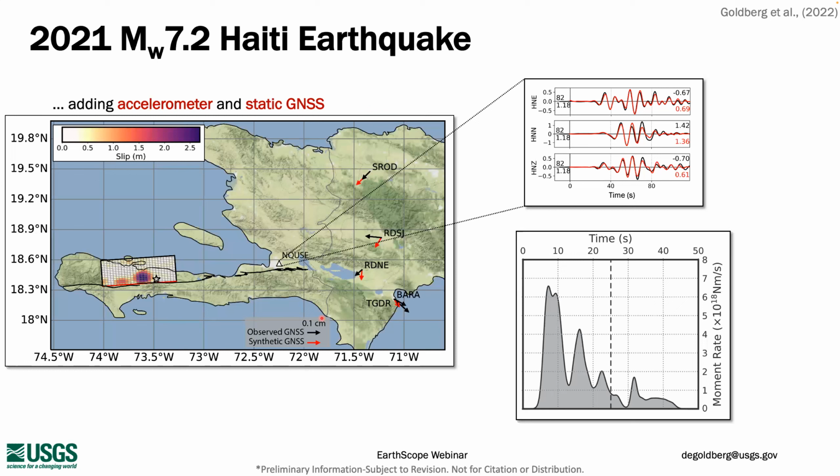So you may have already noticed before I pointed it out that our slip model has changed dramatically. Adding just this small amount of data, the single accelerometer station and 5 static GNSS sites have changed the understanding of the earthquake rupture.